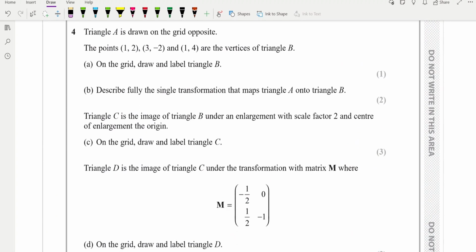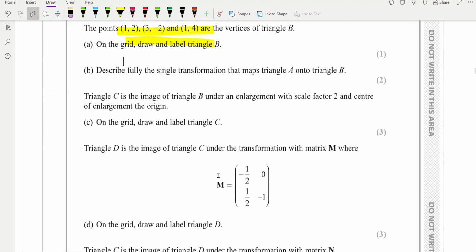Question number 4. Triangle A is drawn on the grid opposite. These are the 3 points of the vertices of triangle B. On the grid, draw triangle B. So we have to draw triangle B on the grid.